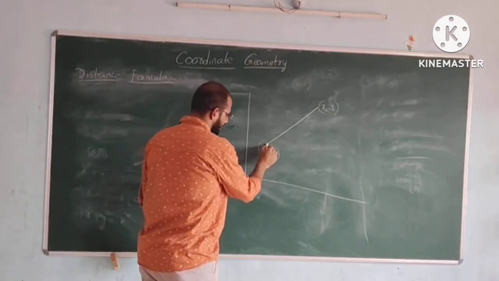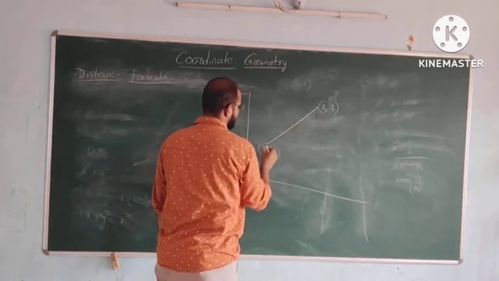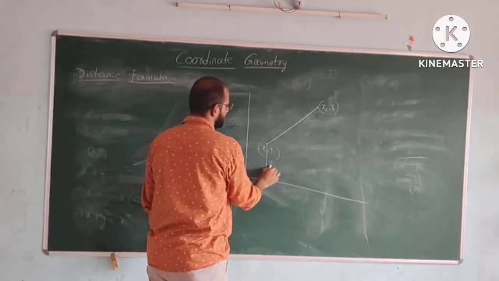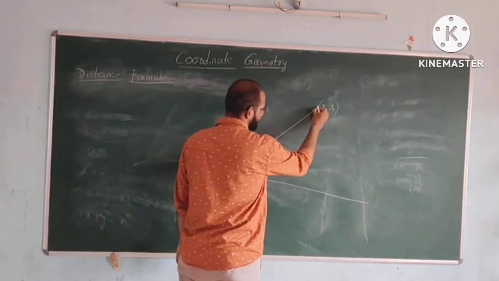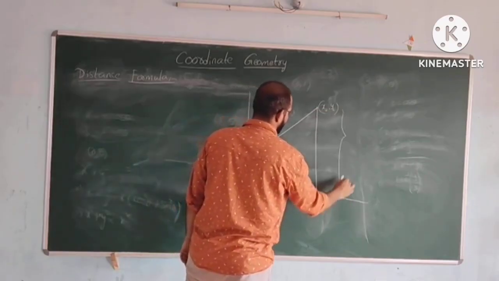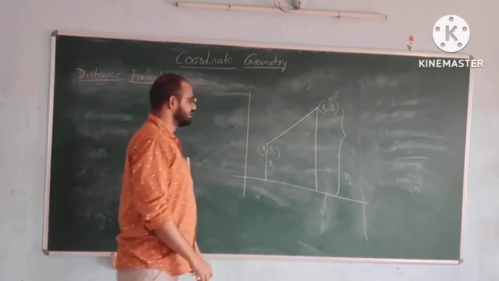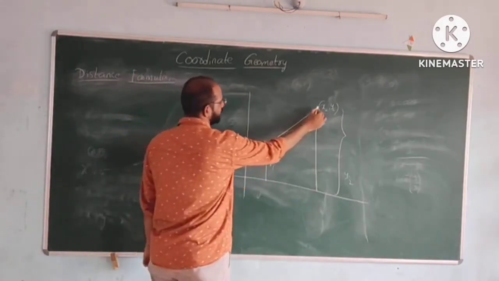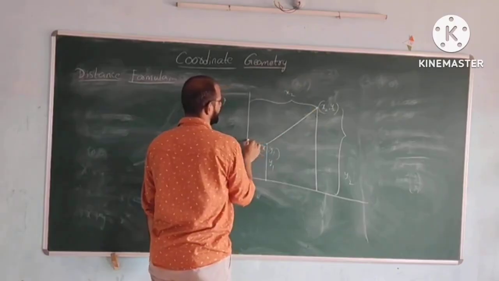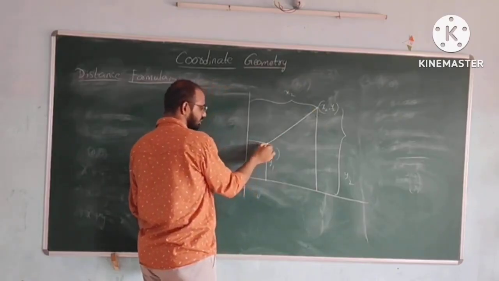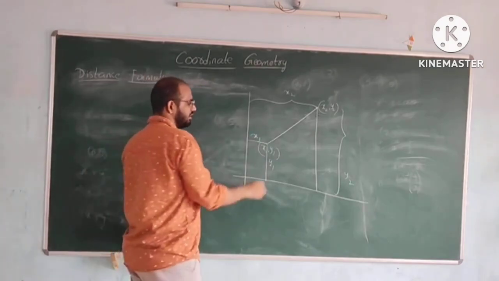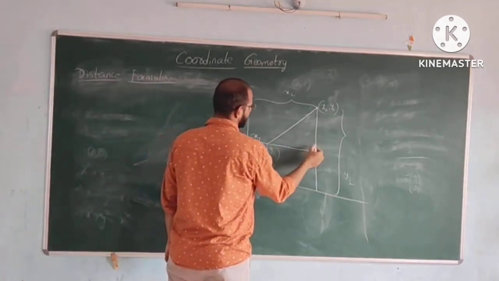Now, the distance of this point from the x-axis is y units. Here, what is the value of y? It is y1. Similarly, the distance of this point from the x-axis is y2. Similarly, the distance of this point from the y-axis is x2, and the shortest distance of the other point from the y-axis is x1. Right. Now let us join these two.